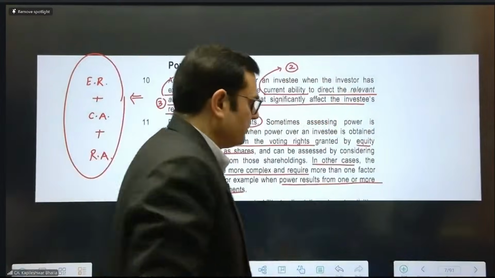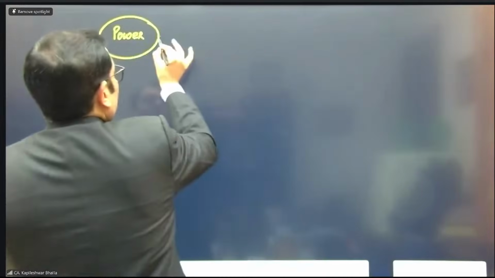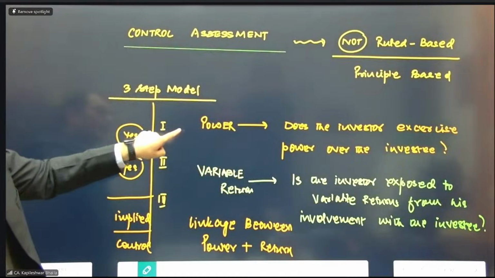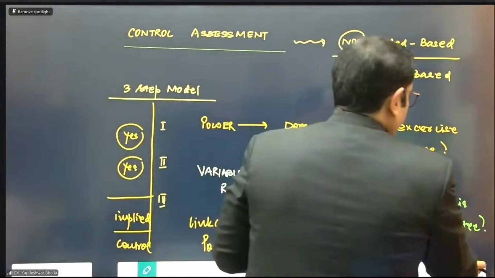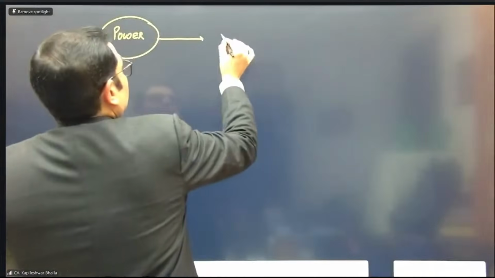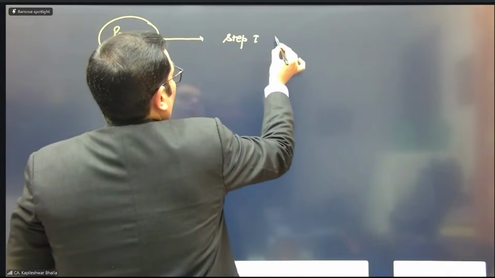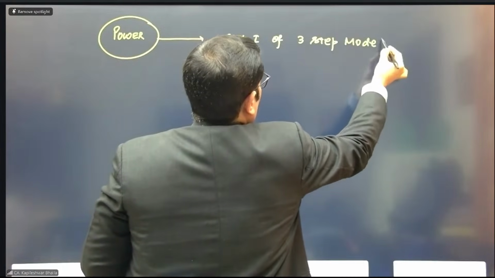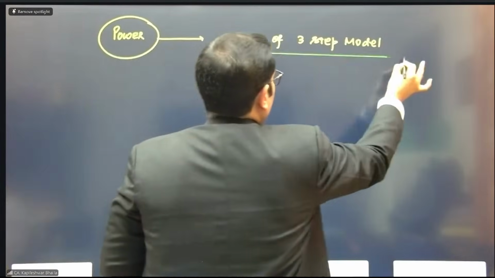So let me do one thing. Let me just come back on the agenda, and let's now concentrate on power. Then let's connect the dots. So we are first working on the concept of power. That is element number one, step number one of my three-step model. So when I'm looking at power, just to connect the dots, just go back and see. We're working on the step number one. This is the step one of the three-step model. So we're just working on the step number one itself.